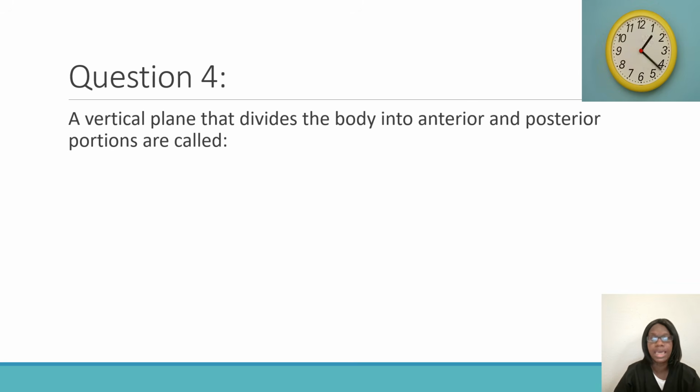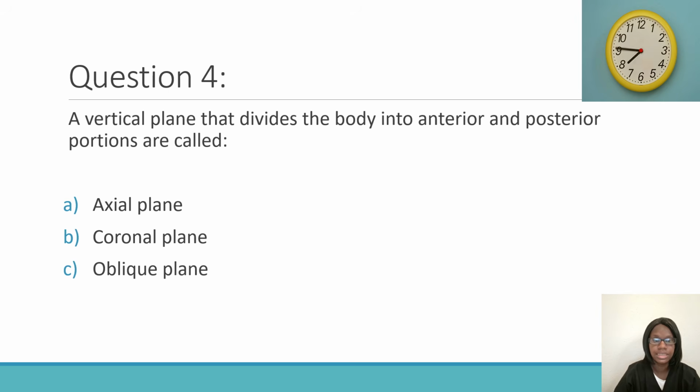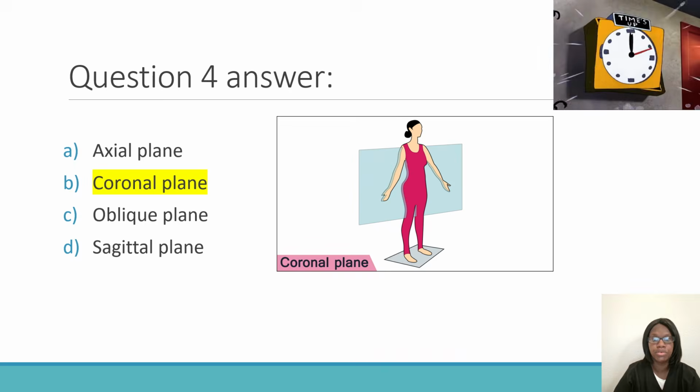Question 4. A vertical plane that divides the body into anterior and posterior portions is called A. Axial plane, B. Coronal plane, C. Oblique plane, or D. Sagittal plane. Okay, the correct answer is B. Coronal plane.